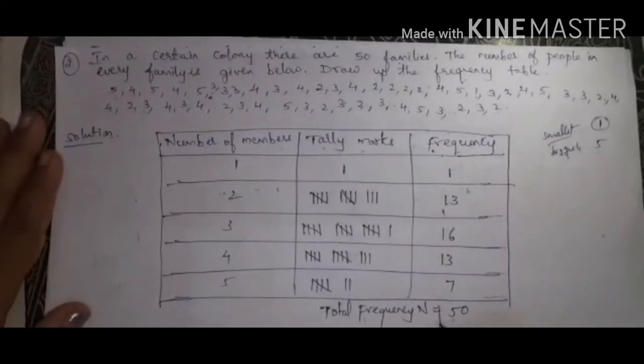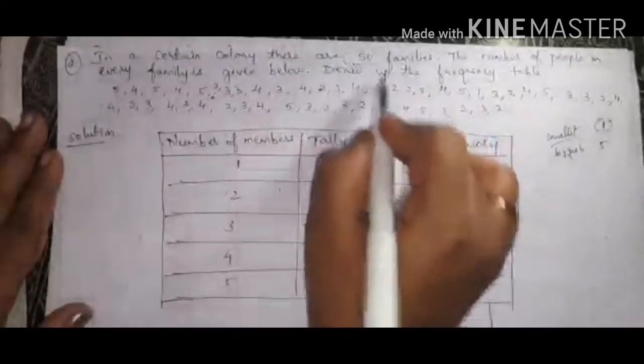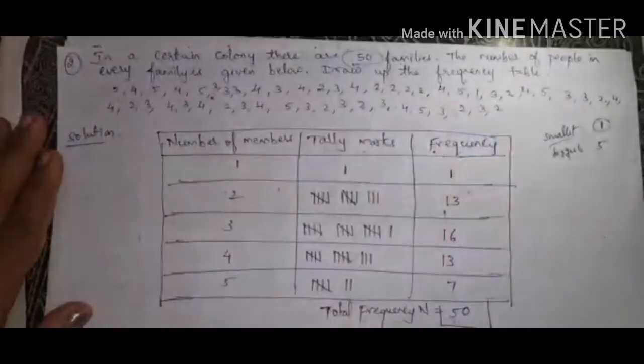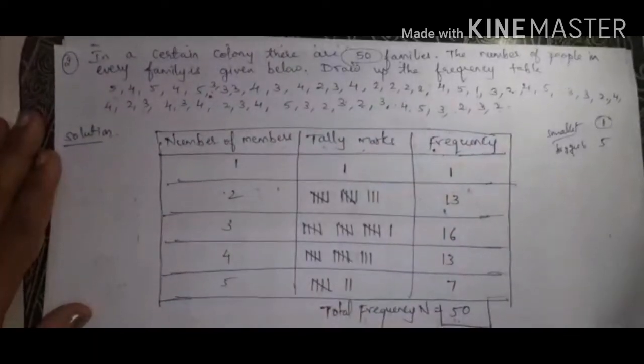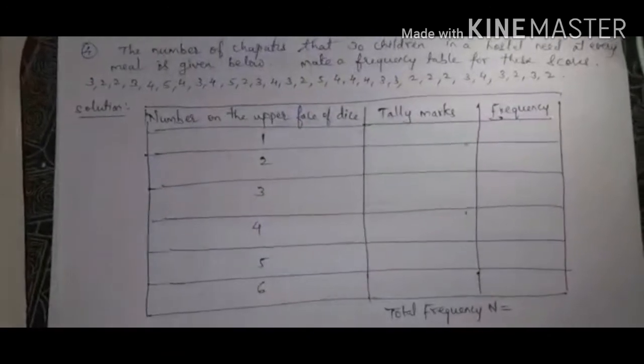This is 50. We got 50. Here it is the 50. So the number is tallying. So our answer is correct. Now let's move to the third sum.